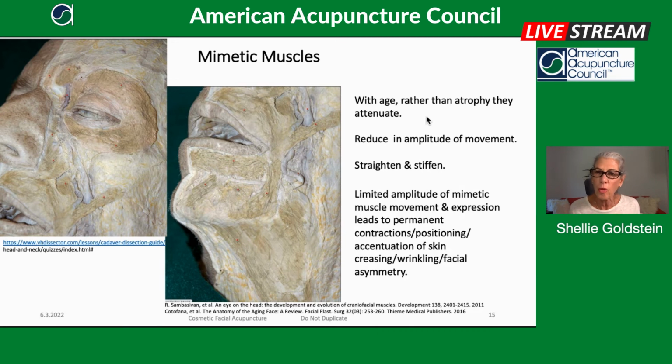Whereas if you look at an aging person, it looks like their muscles are frozen. They aren't moving back and forth or contracting and relaxing. They're kind of stuck in their position. And when these muscles get thinner and tighter and stiffer or straighter, the skin on top of them starts to crease, starts to fold. We start developing facial asymmetry, and we get wrinkles. So a lot of this is combining the changes in structure in the bone, plus the changes are the attenuation of the mimetic muscles of the face.